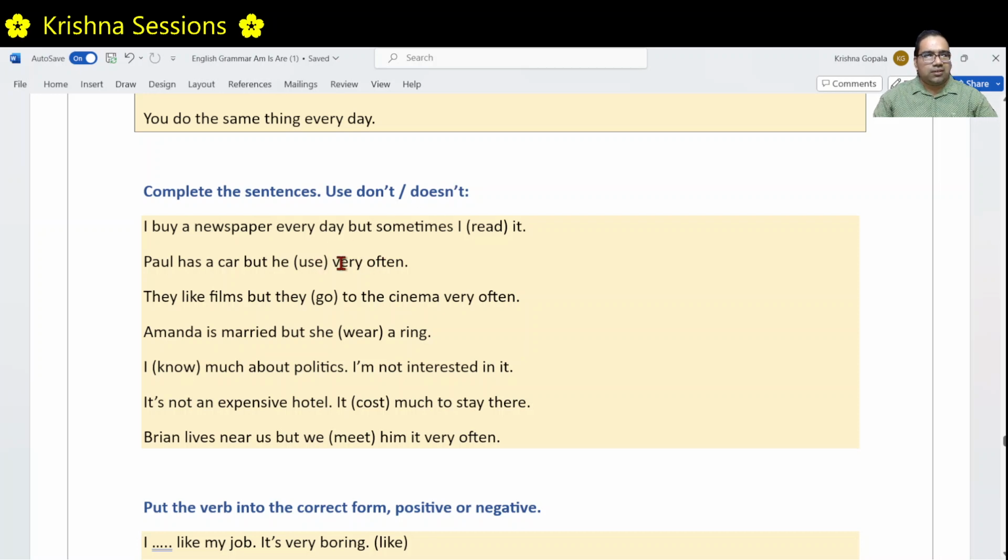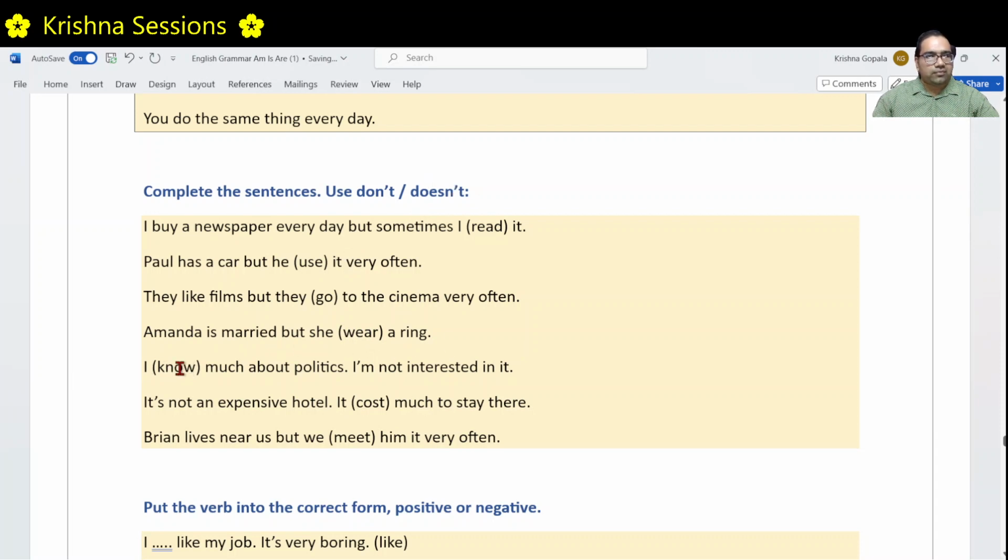Paul has a car, but he should go with does not. Use. He does not use it very often. They like films, but they will go with do not. They do not go. Go is already in the base form. They do not go to the cinema very often. Amanda is married, but she, it does not. She does not wear. It's not, she does not wears. Please notice, she does not wear a ring.